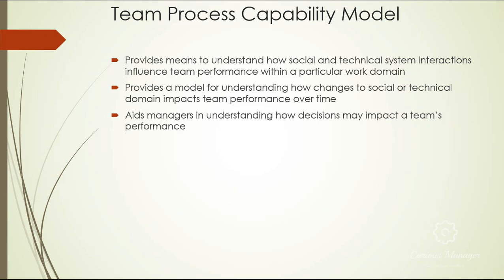So it provides a model for understanding how changes in the social technical domain impact team performance over time. We can use this model to understand how performance changes when we change either the social subsystem or the technical subsystem. Subsequent papers that I'm going to write will talk about both the social and technical subsystems. So this is going to be an overview.